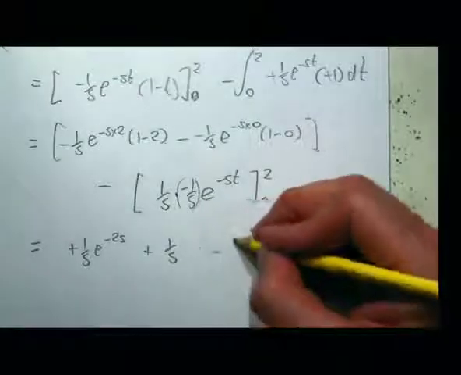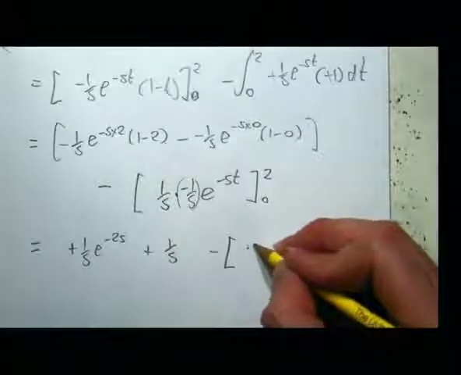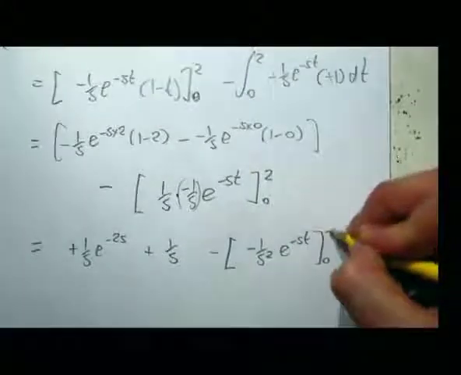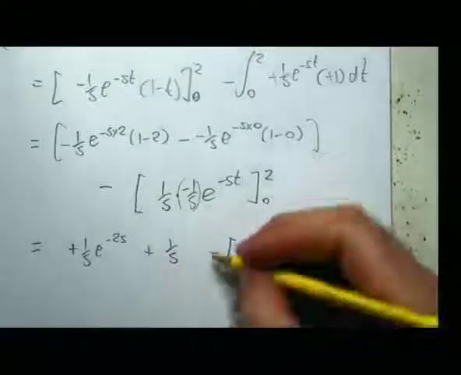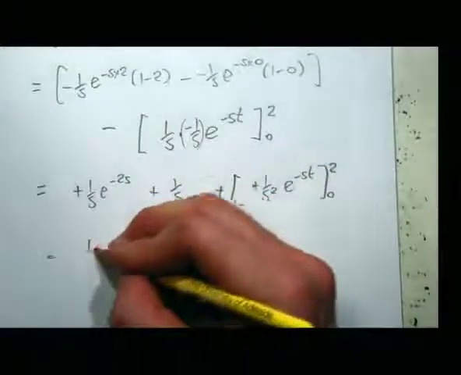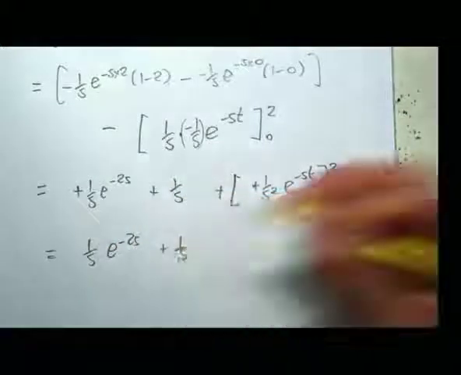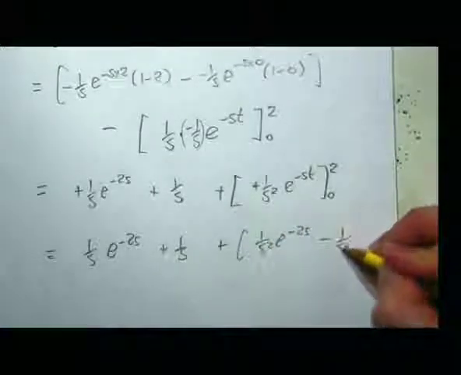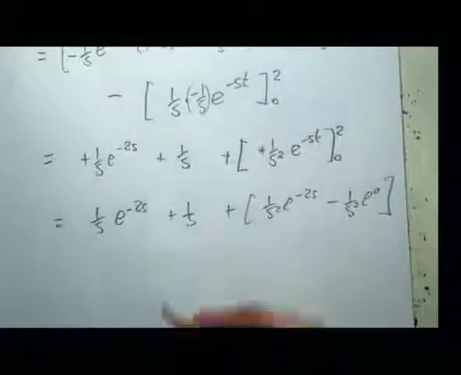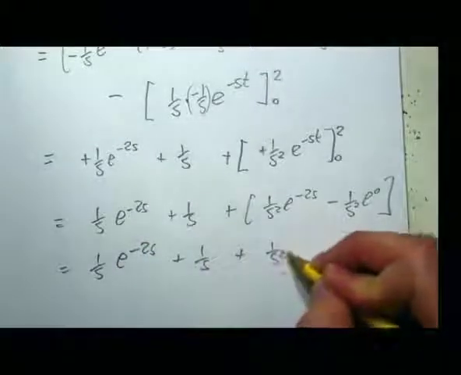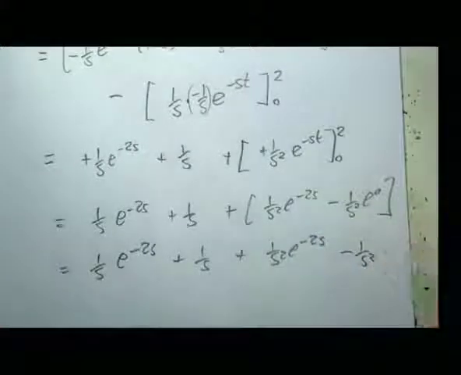And then this bit becomes minus 1 over s squared, so presumably I could cancel those two minuses as well. So I get 1 over s e to the minus 2s plus 1 over s plus 1 over s squared e to the minus 2s minus 1 over s squared e to the 0, which is minus 1 over s squared. Okay, so that's what I've got. It's not pretty, but there it is.